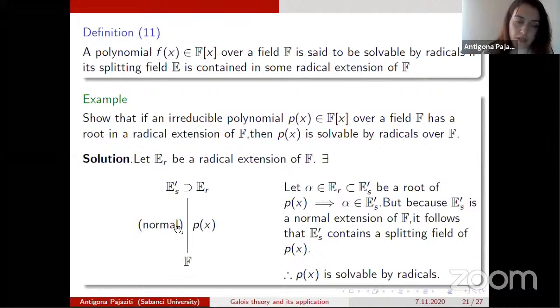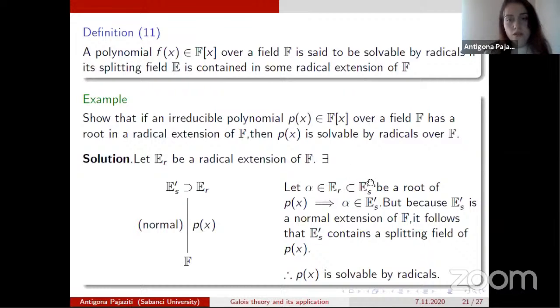Let F be a field and let p of x be an irreducible polynomial over F, and E sub r be a radical extension of F. Then by the remark, I can find a radical extension E sub s prime which contains E sub r, and it is normal over F. So if alpha is a root of p of x contained in E sub r, then alpha is also contained in E sub s prime.